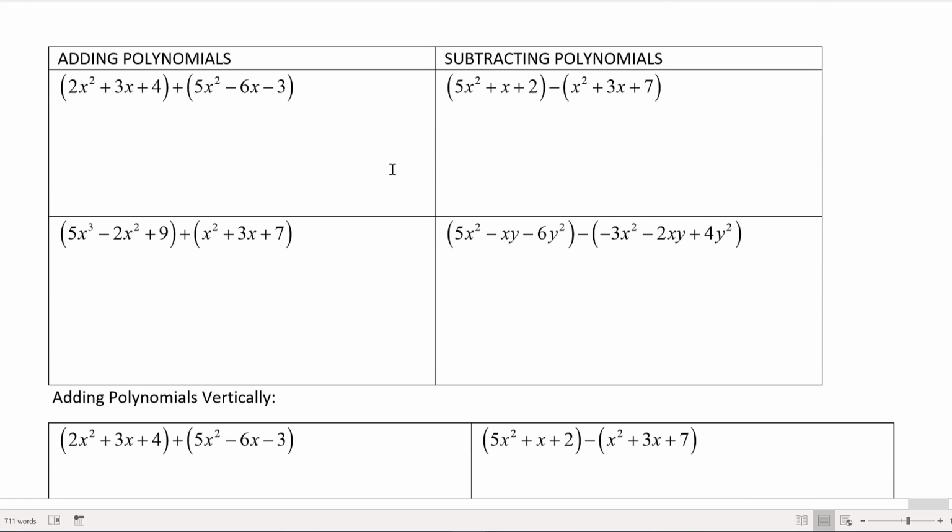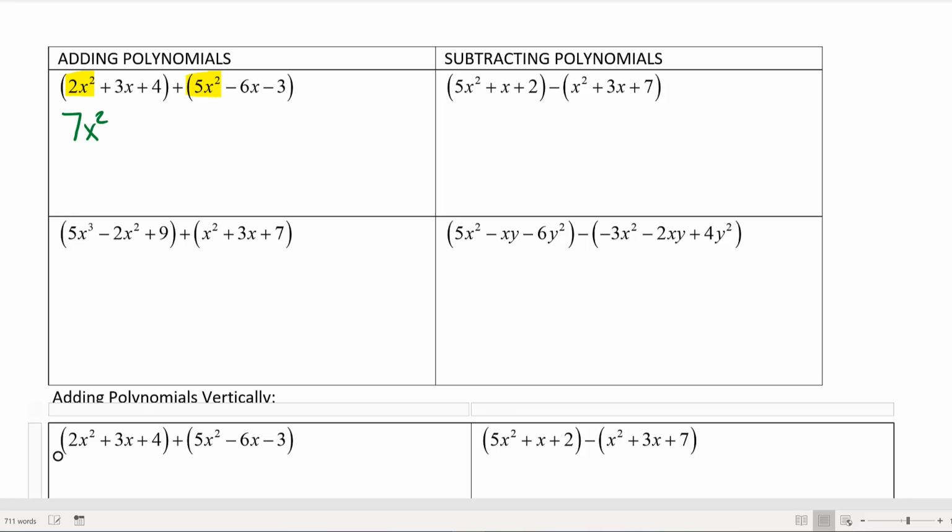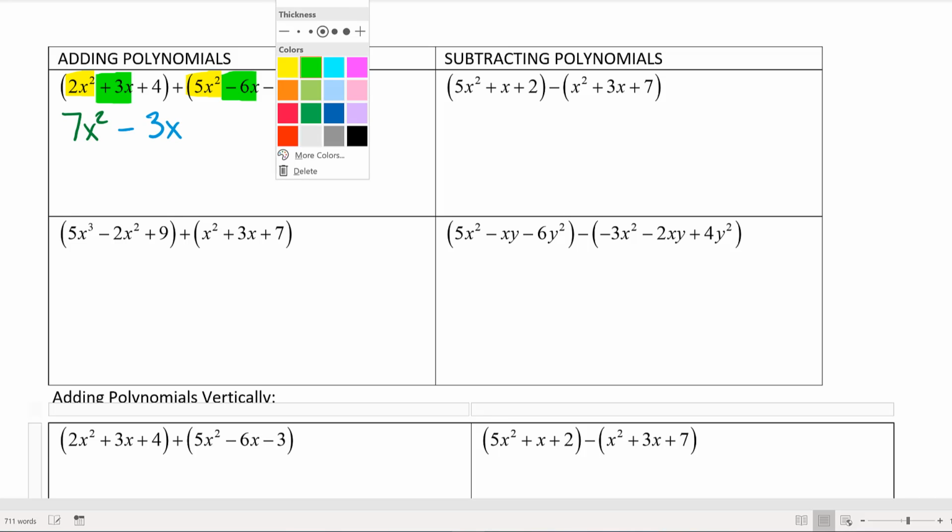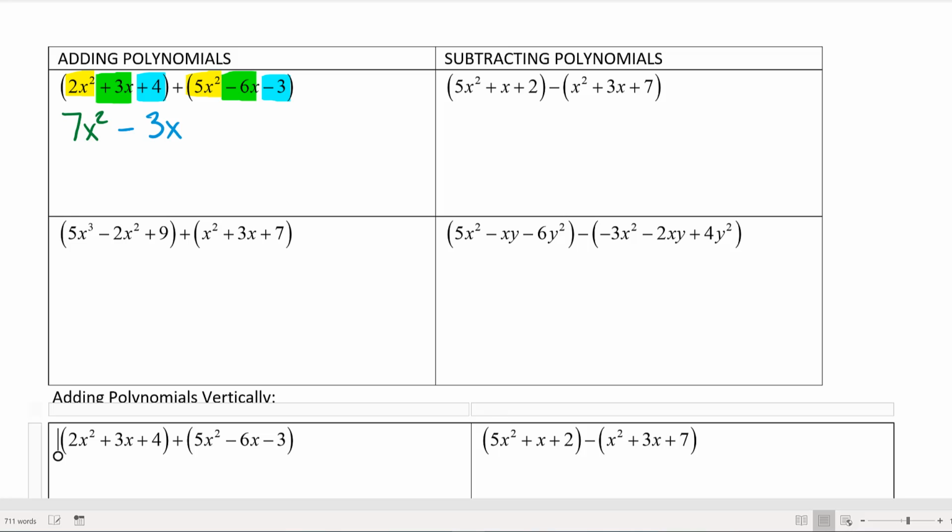When we have adding polynomials on the left column and we have subtracting on the right, when you're adding, all you're going to do is find like terms. So 2x squared and 5x squared, that adds up to 7x squared. Next we have plus 3x minus 6x. Those are like terms, and they add and you get minus 3x. And then last we have plus 4 minus 3. Those are like terms because they're both numbers, and that leaves me with plus 1, and that is all you have to do when you're adding.